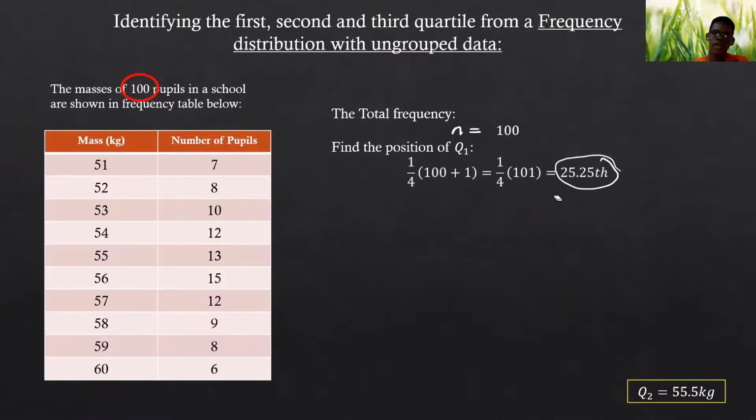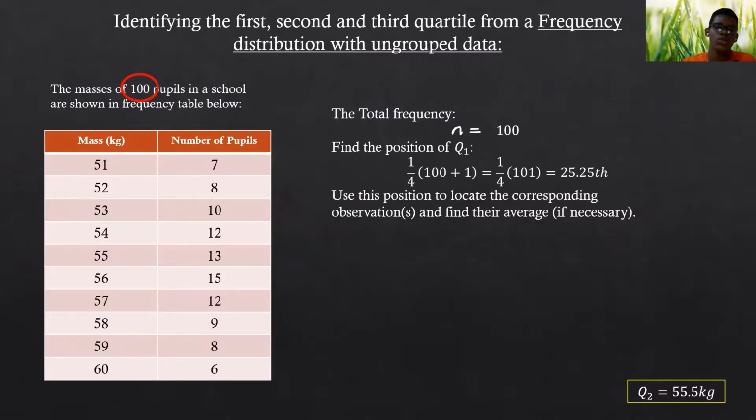So what do we do with this value? It's not your quartile, it's not the first quartile, it's the first quartile position. So we have to use it to identify where our first quartile is. Let's start adding, but what we're going to look for is a value equal to 25.25 or less than 25.25.